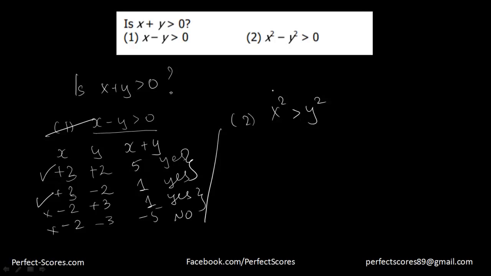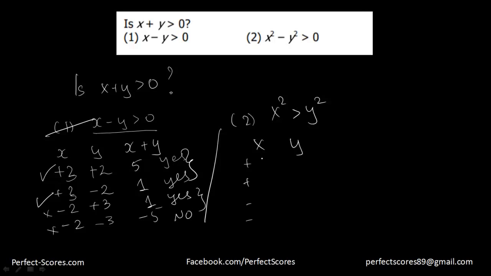So first I won't think about combining, I'll just try to use this only. Now x square is greater than y square. Again, what are the different possibilities that x can take? x can be positive, or x can be negative, and similarly y over here.